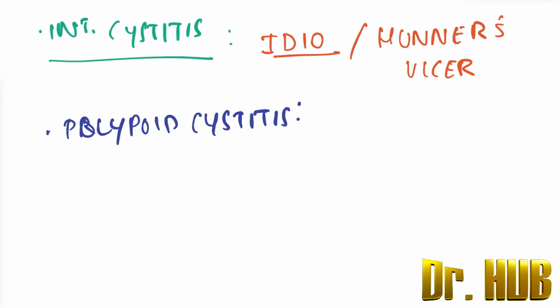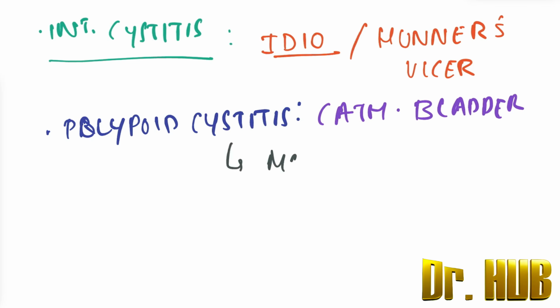Next we move on to polypoid cystitis. The etiology is catheterization of the bladder, and the characteristic feature is that it mimics malignancy.